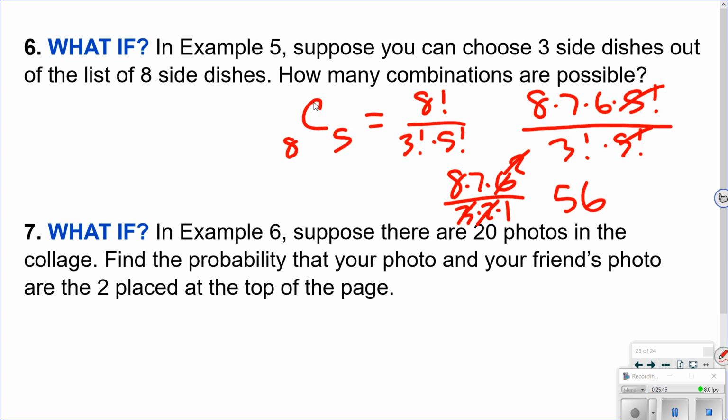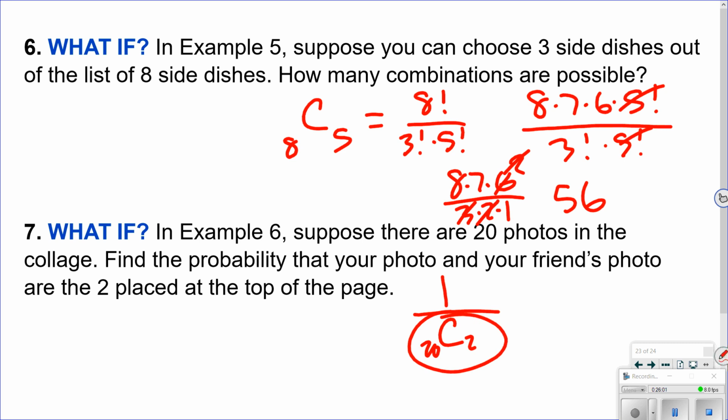Number 7 says, suppose there are 20 photos in the collage. What is the probability that your and your friend's photo are the top 2? So we know it's going to be 1 out of, and down here you're going to have the combination of, now I have 20 choose 2. So you'd work that out and find it.